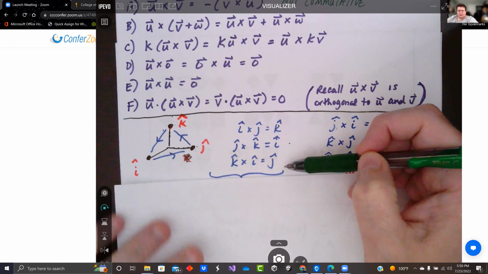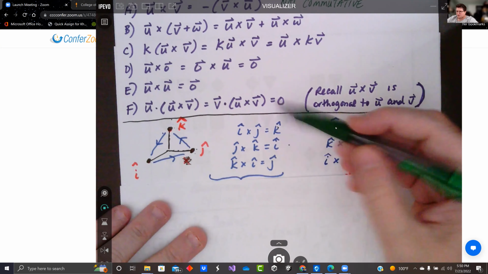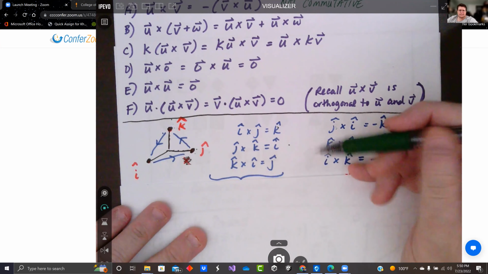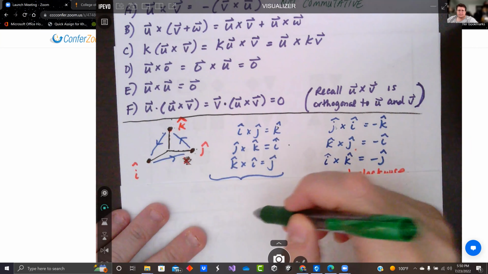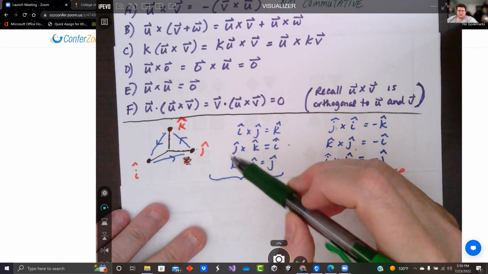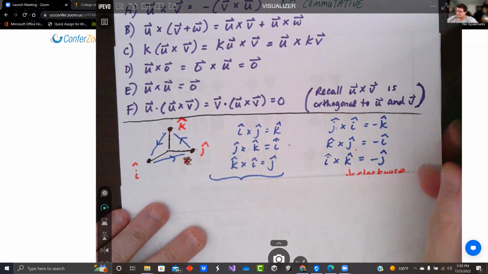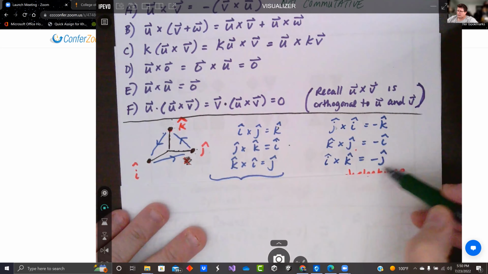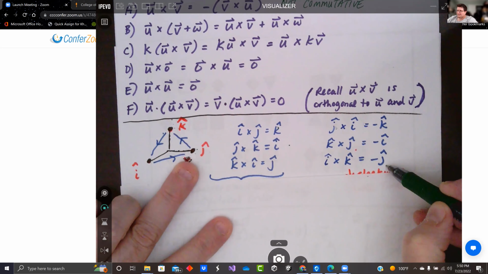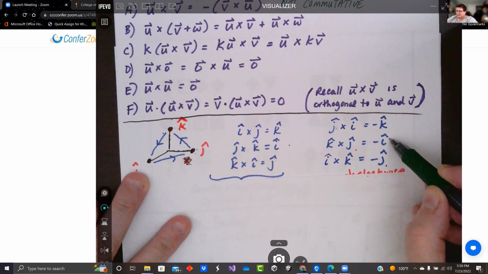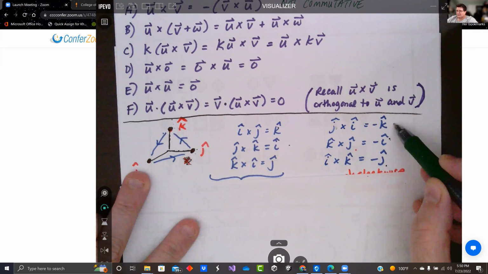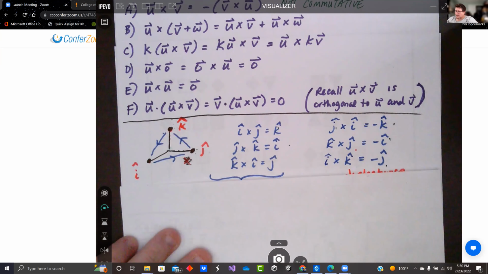So that sort of follows the way trig does. In trig, we go counterclockwise with radians and degrees. If we go clockwise like a clock, if I do I cross K, it's going to be J, but it's negative. K cross J is negative I, and J cross I is negative K. When we're going the clockwise order, it's the opposite sign. Remember, because it's that directional property.